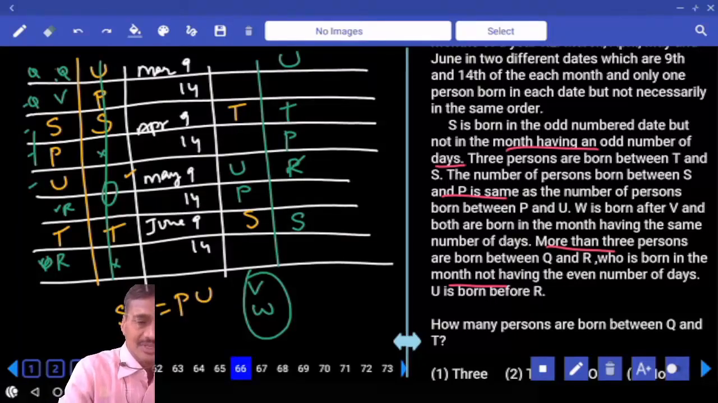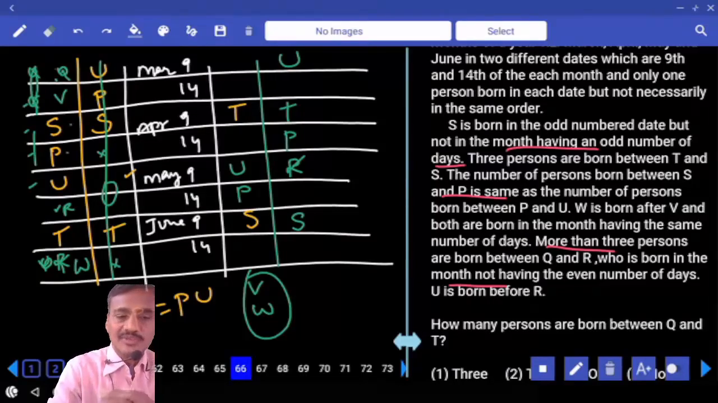Hence, where should W be? W must be here. If W is here, R is here. If R is here, how many persons? Minimum 4 persons, 1, 2, 3, 4. Now tell me, is there any information that is invalid in this case?